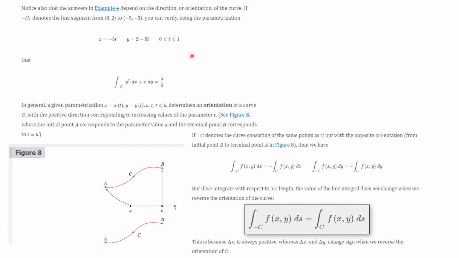And here is an important fact: if we go along a curve C this way, we will get one answer. If we go the opposite direction, we're going to get exactly the negative of that. And it looks like there is a minus sign that's missing in this equation, but the minus sign is up here. So it's not down here in the big equation.